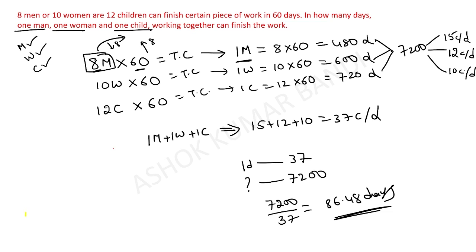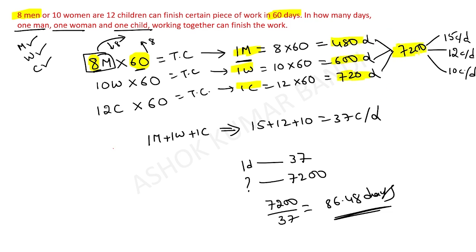Whenever you come across these kind of problems, first of all, try to find out how many days one man, one woman and one child will take to finish the work. For that, simply multiply the number of men with the number of days. You are going to get the time for one woman, one child. What is actually happening here is, we know 8 men can finish the work in 60 days. So if only one man is working, he is going to take 8 times more time. That's why we are multiplying 8 into 60. Similarly for women, similarly for child. So you will get the times for one man, one woman and one child.